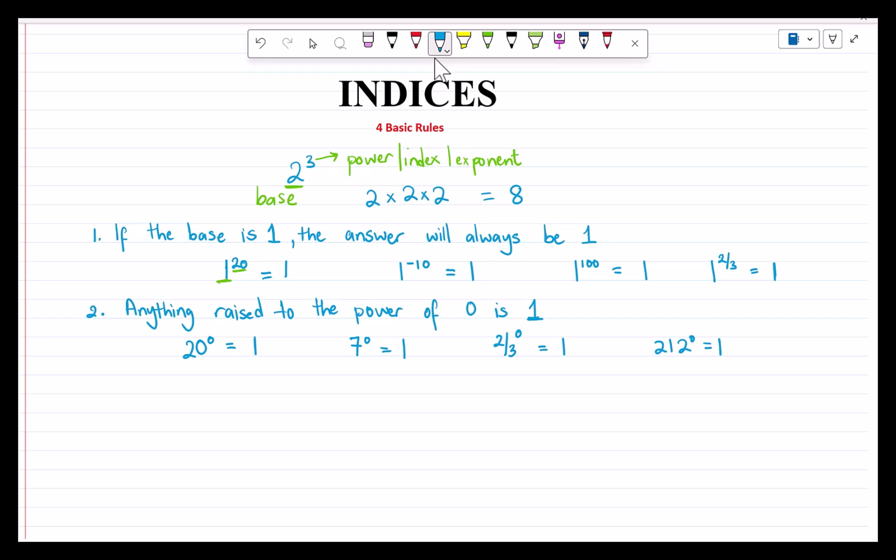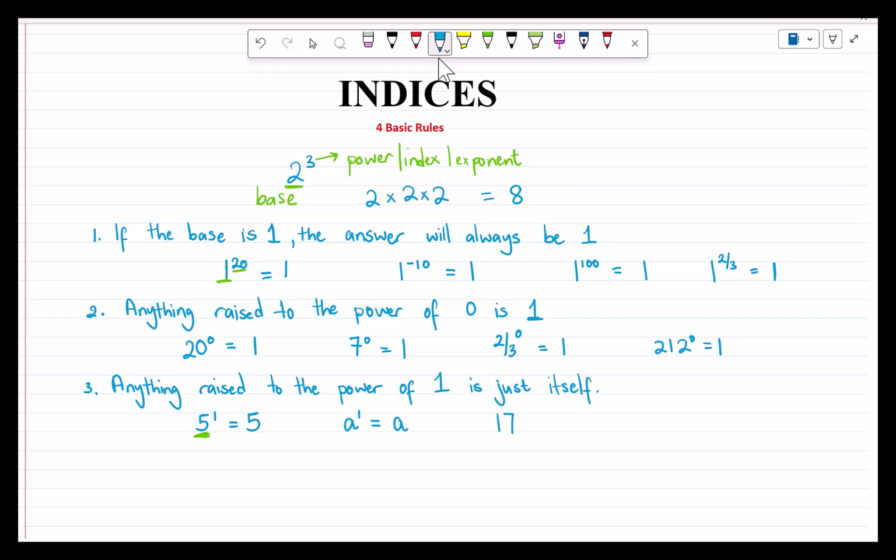Even if you have a letter or a variable, for example, a to the power of 0, our answer will remain as 1. And then rule number 3, anything raised to the power of 1 is just itself. What I mean by this is if we have 5 to the power of 1, the answer would be 5. So the itself refers to the base, which is 5 in this case. 5 to the power of 1 is equal to 5. If we have a variable, a letter such as a to the power of 1, our answer would be equal to a because a is the base. And if we have 17 to the power of 1, our answer will always be the base, which is 17.